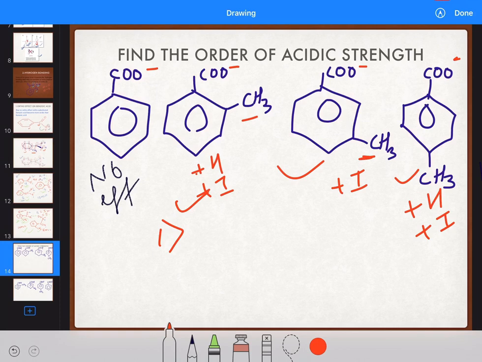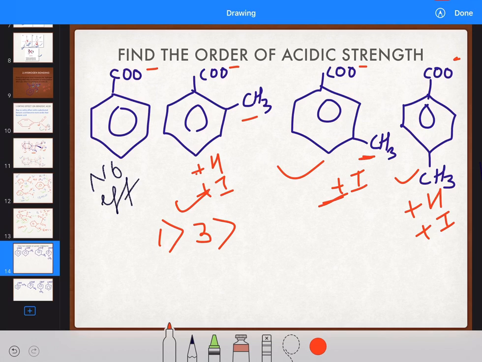You see, second and fourth have plus H, and plus H dominates over plus I. Correct? Plus H dominates over plus I, and it will destabilize the negative charge, and since it is dominating, it will destabilize the negative charge more as compared to plus I. So the third one will have only plus I effect, so its stability will be more than second and fourth. Correct? Okay.